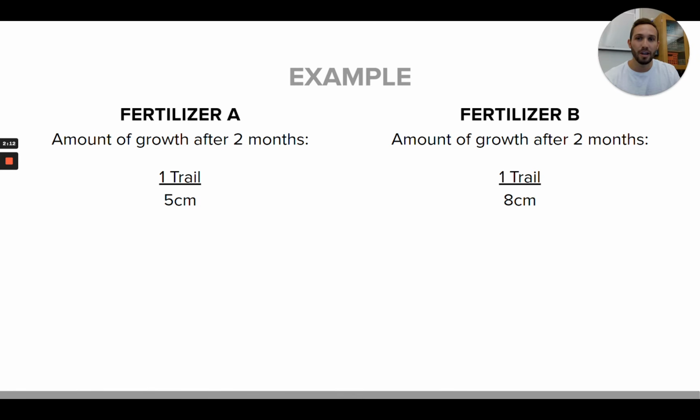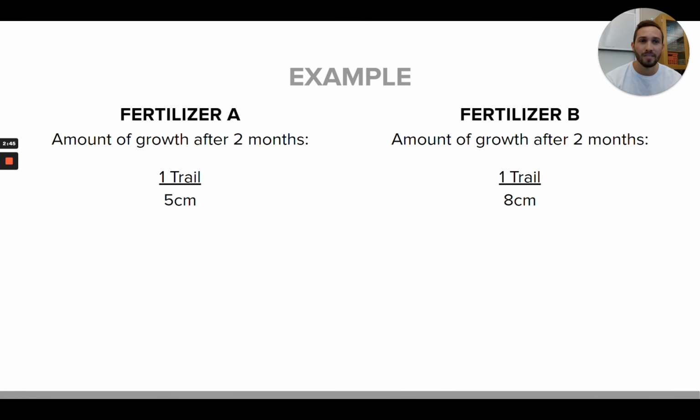Let's say there are two different types of fertilizers that I'm testing, fertilizer A and fertilizer B, and these two fertilizers claim that they help plants grow. Let's say that fertilizer A is campaigning and claiming that it produces more plant growth than fertilizer B. And fertilizer B is saying, no, actually, our fertilizer creates more growth than fertilizer A. So let's say I set up a super simple experiment to test which fertilizer is actually better for plant growth.